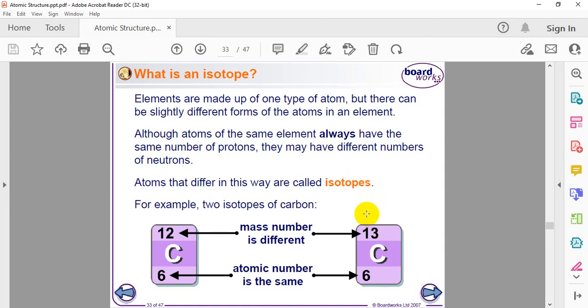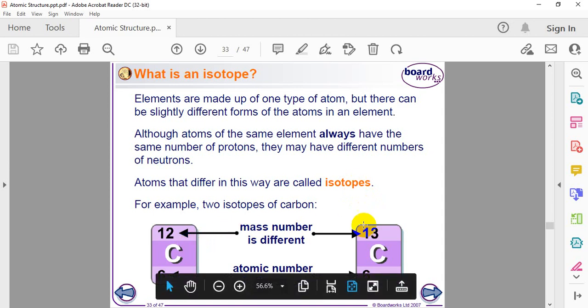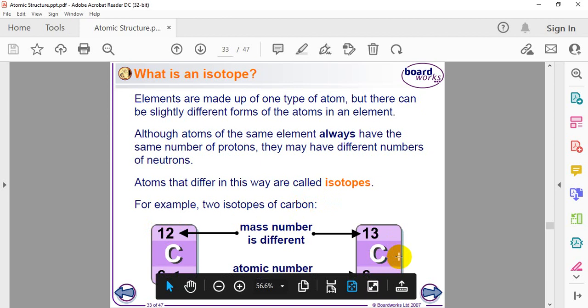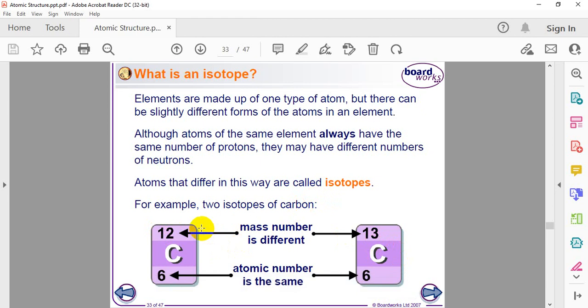For example, 2 isotopes of carbon are carbon 12 and carbon 13. Why are they isotopes? Because they have different mass numbers, 12 and 13, and they have the same atomic number. So they both have 6 as atomic numbers, but they differ in their mass number because they have different neutron numbers.